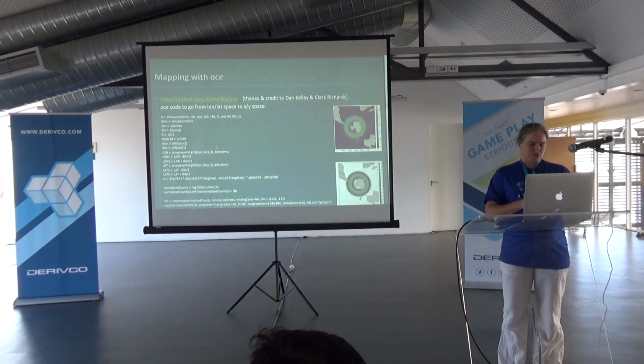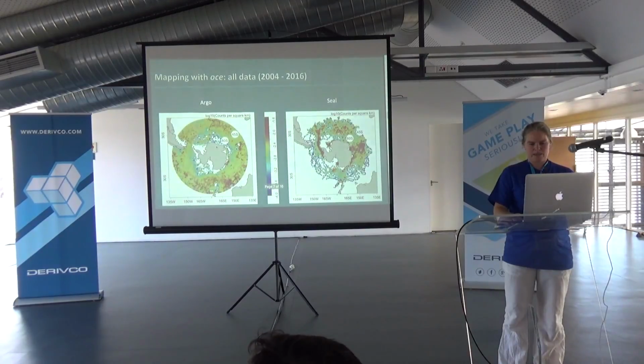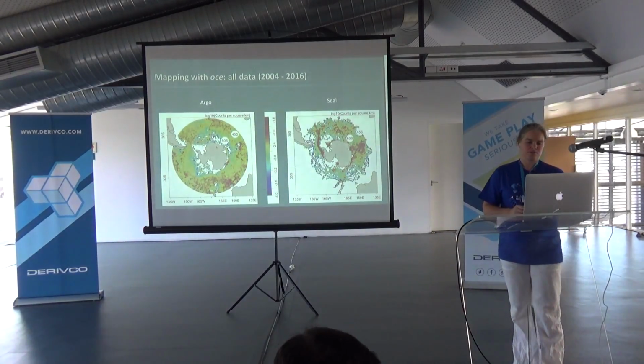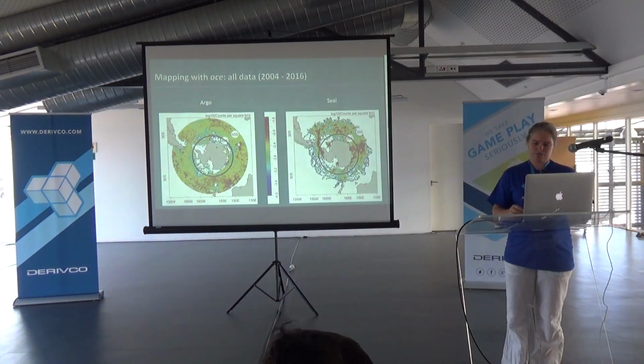And with the OS functions of map plotting and the color maps that they've got, we went through all sorts of iterations of plots and finally came out with these, which I was very happy with. And if you look inside the black circles, you can clearly see that south of 60, the density of the seal profiles is much higher than it is for Argo. And this is what we would have expected.